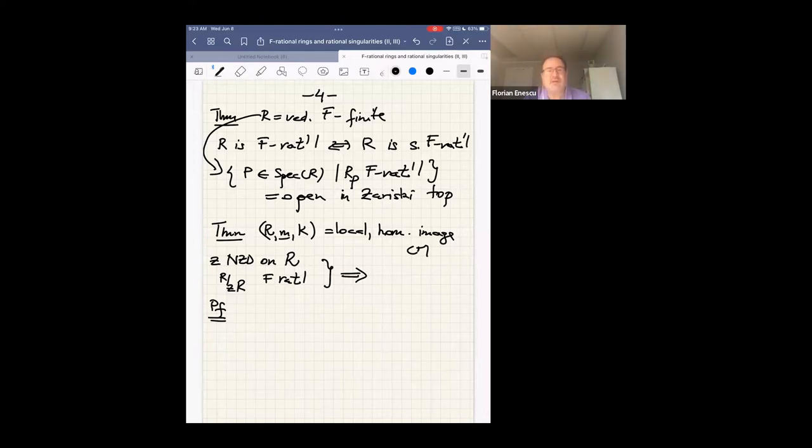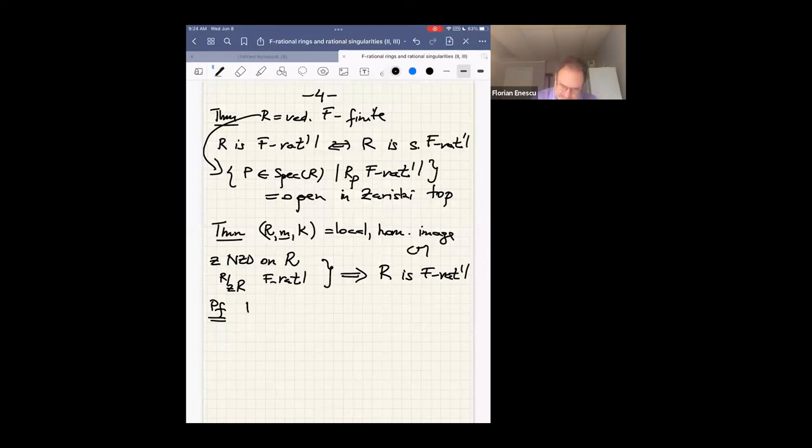Now, I'd like to mention a result about deformation of F-rational rings. So if you have a local ring that is a homomorphic image of Cohen-Macaulay, and you have a non-zero divisor z on R such that modulo it, you have an F-rational ring, then the original ring is F-rational. So I'd like to sketch the proof of this. Okay, this is useful. Sometimes you can find such a non-zero divisor, and then if you mod out by it, you drop the dimension by one, so it might be easier to prove that R mod zR is F-rational. And then you get immediately that the original ring R is F-rational.